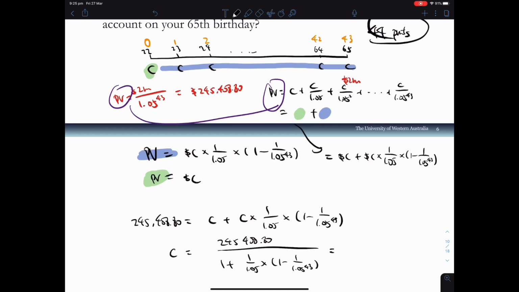I'm going to log on to my computer to see what I get. And that equals $13,232.50.